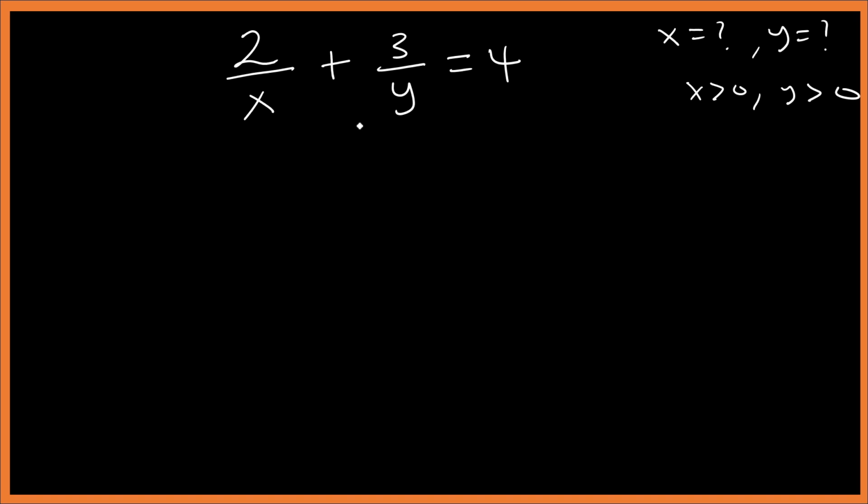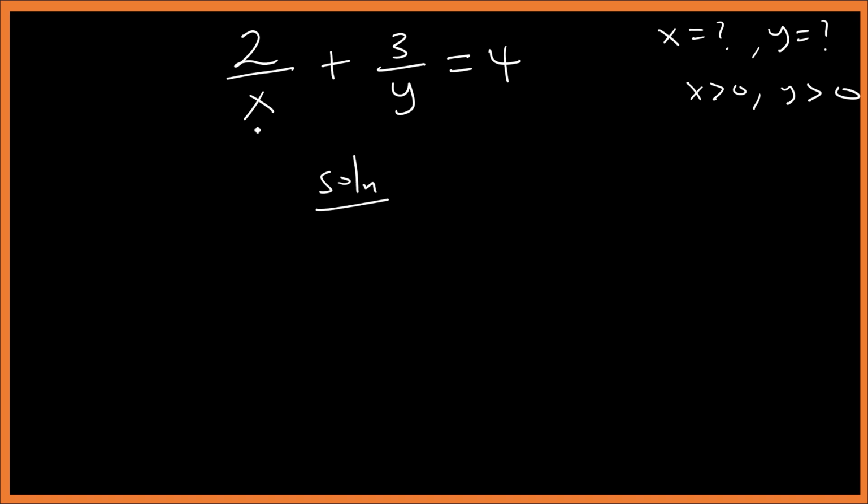Okay, so let's look at this equation. We have 2 on x plus 3 on y equals 4, with the following conditions. We have to solve for x and y. Now let's get started. Solution.